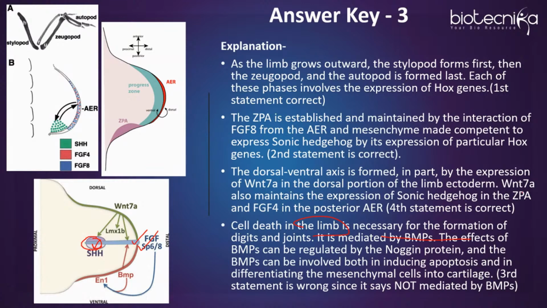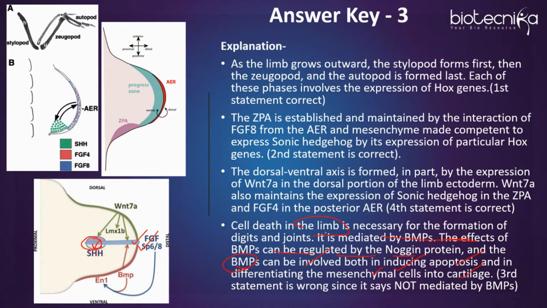The effects of BMP can be regulated by the noggin protein, and BMPs can be involved both in inducing apoptosis and in differentiating the mesenchymal cells into cartilage. So BMPs are needed for the induction of apoptosis, right? For example, initially in limb development we have all our fingers webbed, but later that webbing is gone. Webbed means like ducks, no? So it would be like that, but we don't have that webbing.